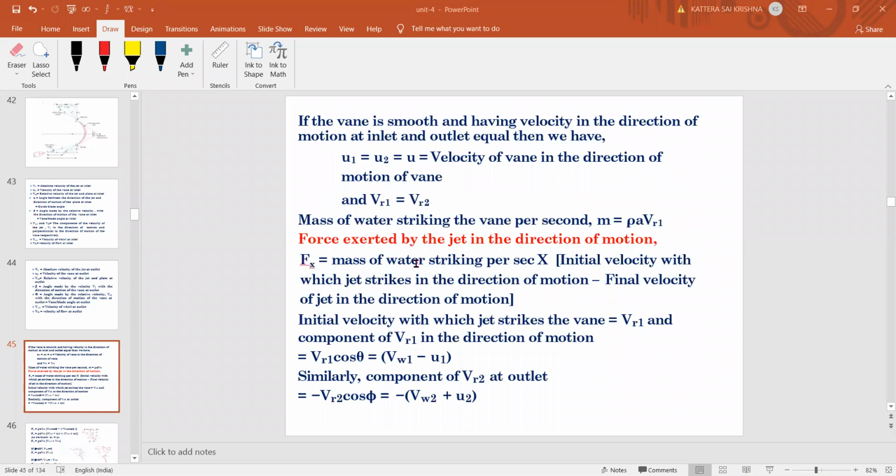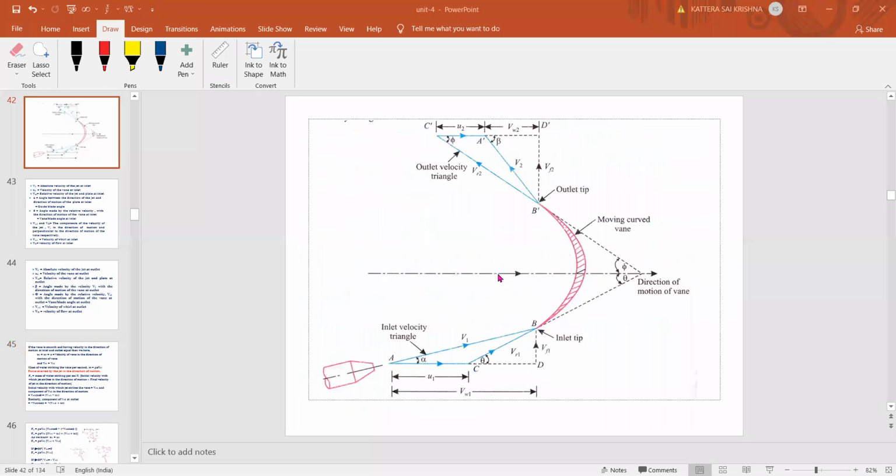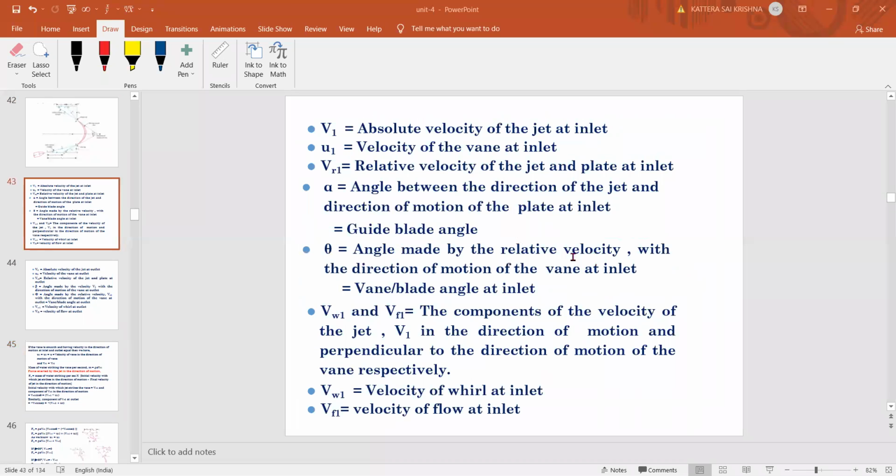Next, what do we need to do? We need to find the force exerted by the jet in the direction of motion. We need to find Fx by using the above diagram. We need to find Fx in this direction. What is the thing we want? We need to see.